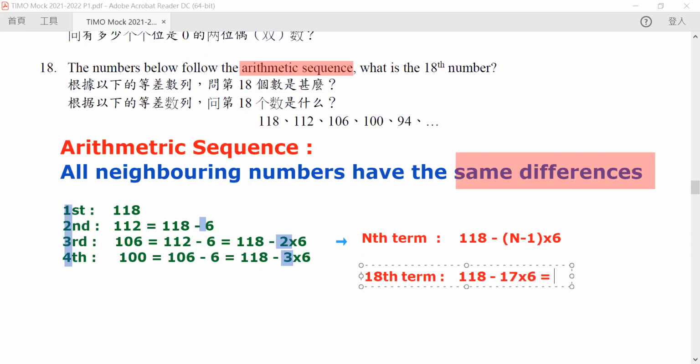Now, what is the result of 17 times 6? 17 times 6 is equal to 102, right? So our answer is equal to 16. Okay, this is our answer.